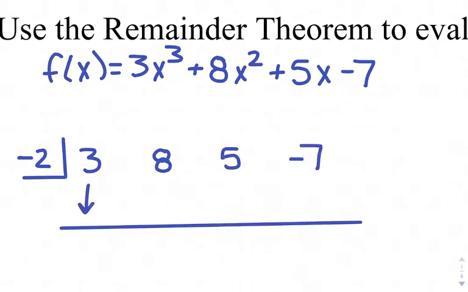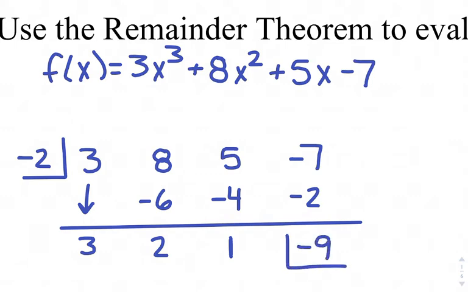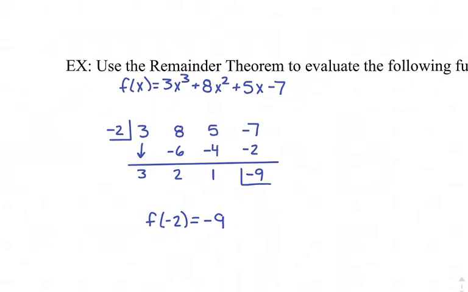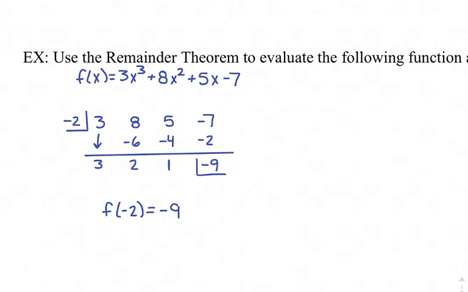So I drop down my first term. -2 times 3 would give me -6. 8 minus 6 is 2. -2 times 2 is -4. 5 minus 4 is 1. -2 times 1 is -2. -7 plus -2 is -9. So this -9 would be my remainder, which means f of -2 is equal to -9. So that's the remainder theorem. You plug in whatever x value they give you, and then your output would be where your y is.